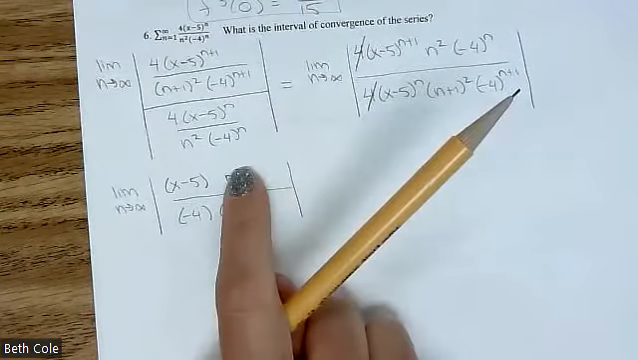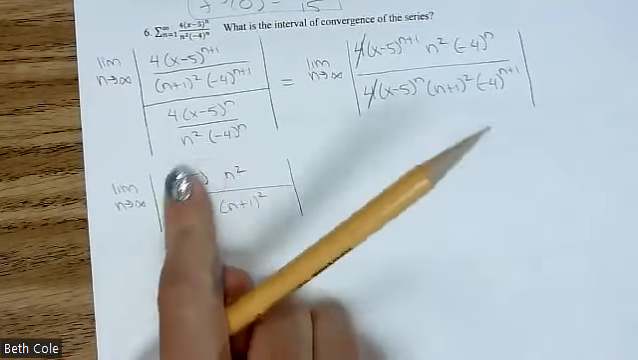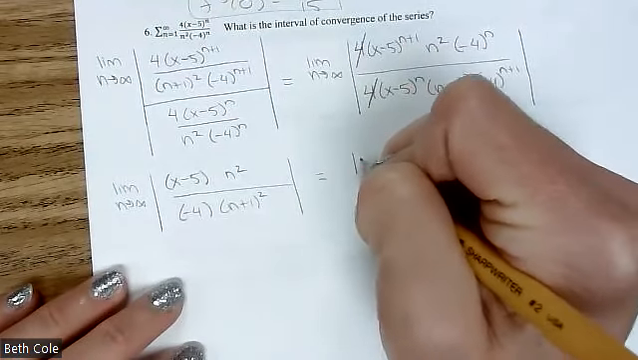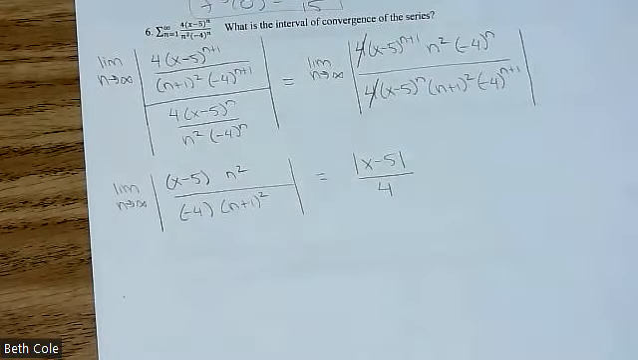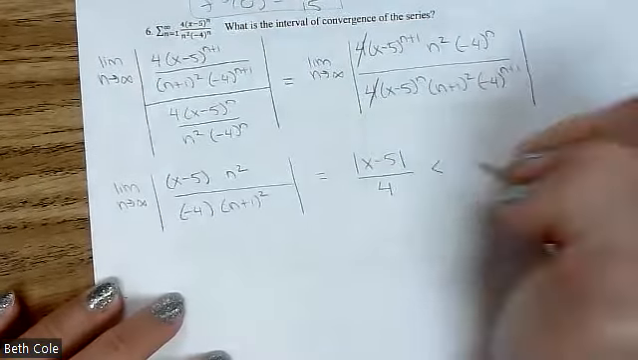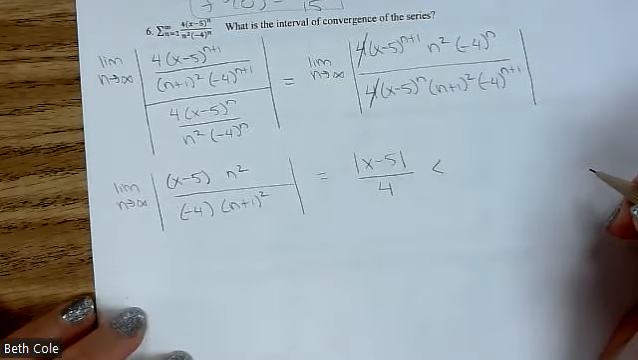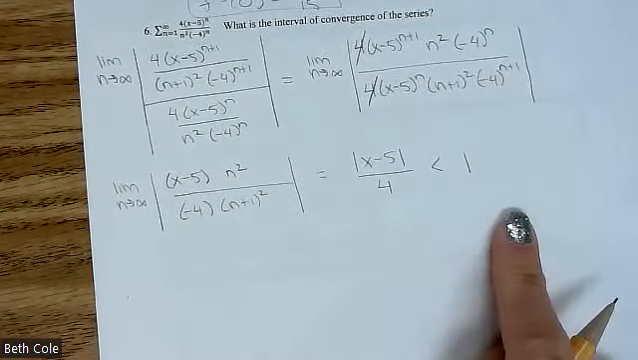So since this is n squared and this is n squared, since they're the same, you just use the coefficients, which is the part out front. So it's going to be the absolute value of x minus 5 over 4. The absolute value of -4 would just be 4. So I just wrote 4. You evaluate that part. And then what's the rule? It has to be less than one. Good. And then you're going to multiply the 4 over.